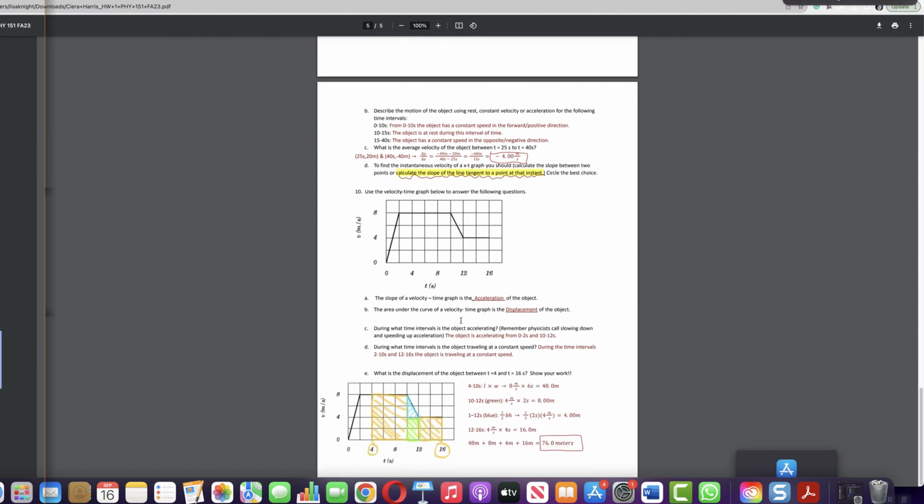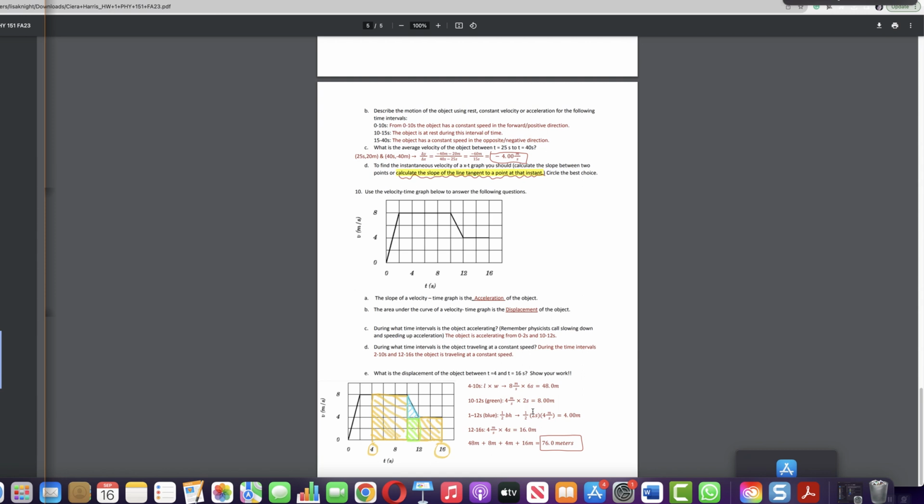When you look at a velocity graph, the slope is the acceleration and the displacement is the area under the curve. So in C, you had to tell me where it had constant acceleration, 0 to 2 and 10 to 12 seconds. And then you had to tell me where it had a constant speed, 2 to 10 and 12 to 16 seconds. And finally, this is what most people missed, you had to find the displacement of the object between 4 and 16 seconds.